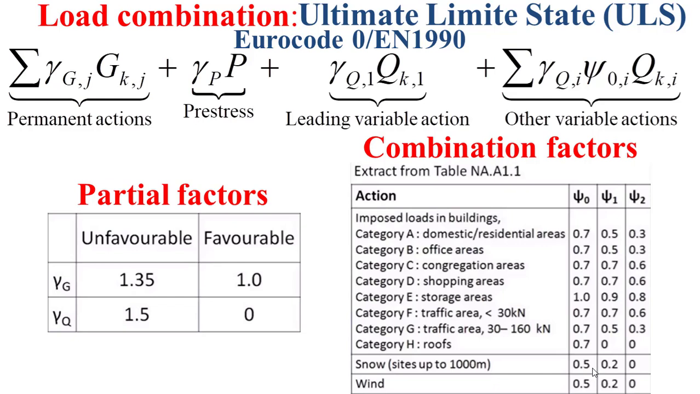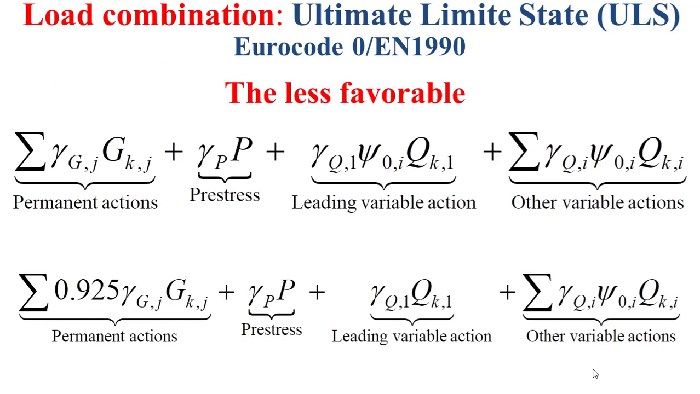in the case of imposed loads for the different categories A, B, C, D, E, F, G, and H, and also the combination factors for the snow load and the wind load. Note here that the pre-stress P is generally neglected. Note also that the load combination under the ultimate limit state can also be obtained as the less favorable of the two formulas that you see now in this slide. The less favorable formula simply means the formula that gives the highest value of load combination.